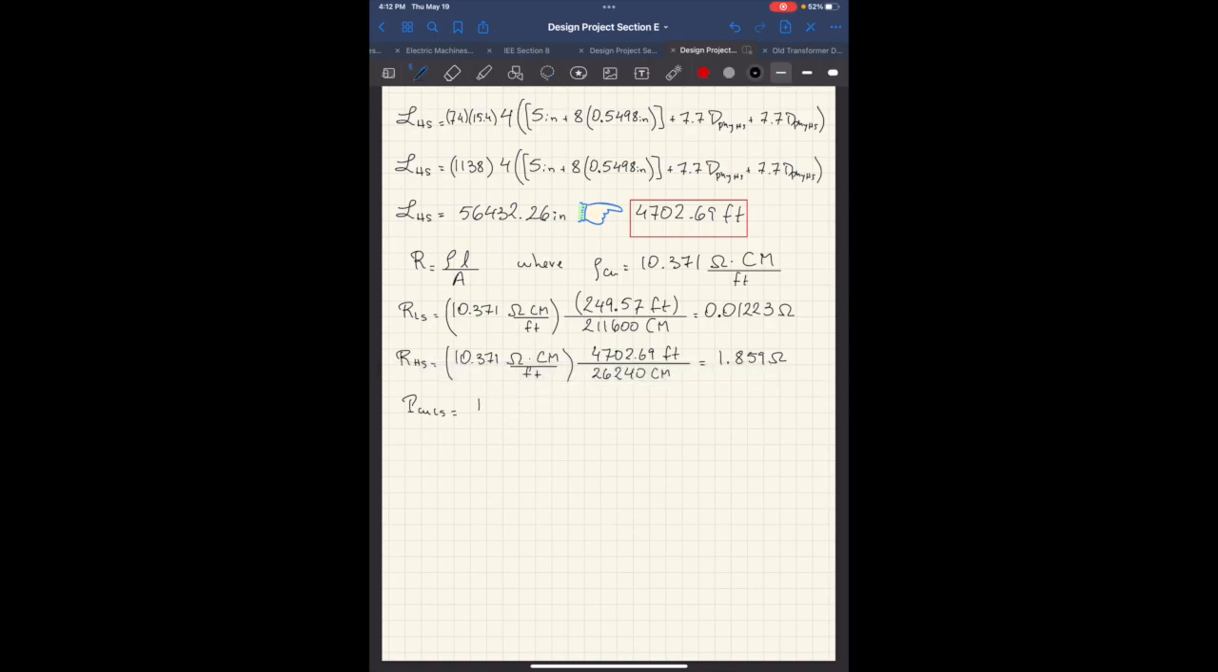So we put here I rated, low side, times R low side. And if you want, you could do V squared over R and check that you get the same answer. You should get exactly the same answer. Here we get 166.67 amps squared times the resistance, 0.01223 ohm. And this becomes 339.74 watts.